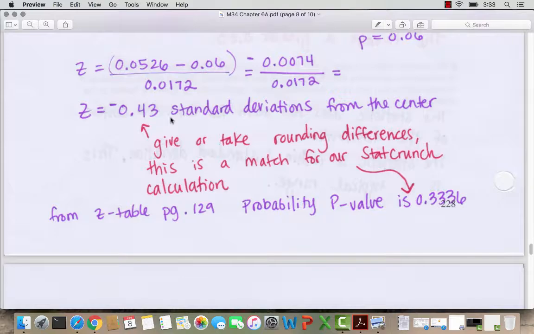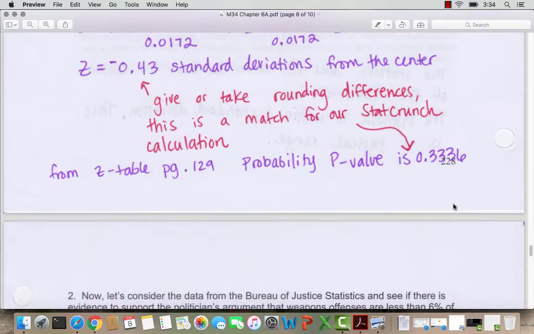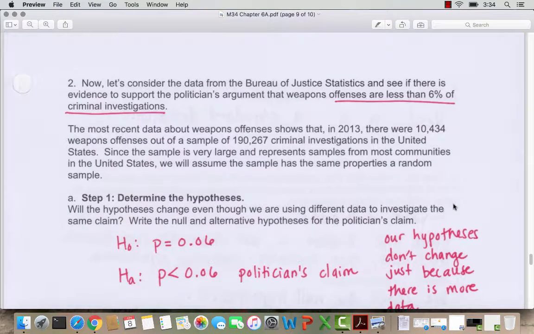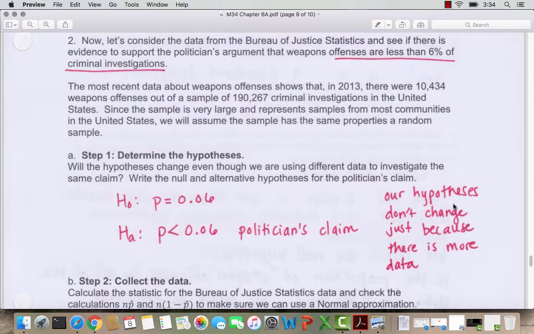And then if you want to, you can go back to page 129 and look up what's the probability associated with this z-score, negative 0.43, and you get 0.3336, which is super close to what we got in StatCrunch. StatCrunch results are more accurate, but they're not going to be significantly different, so that's not going to change your overall conclusion.